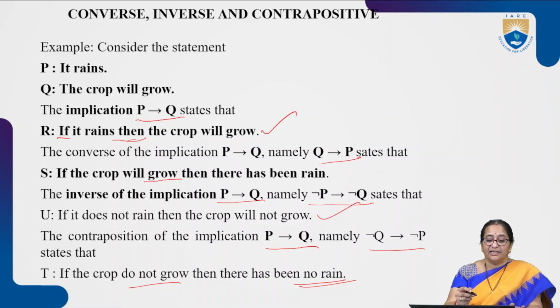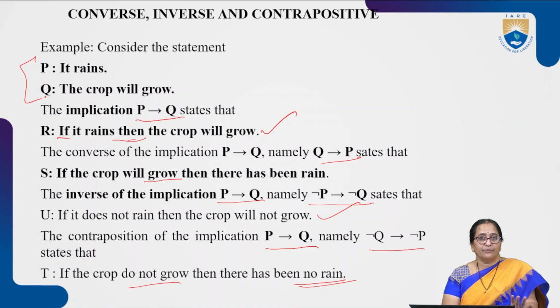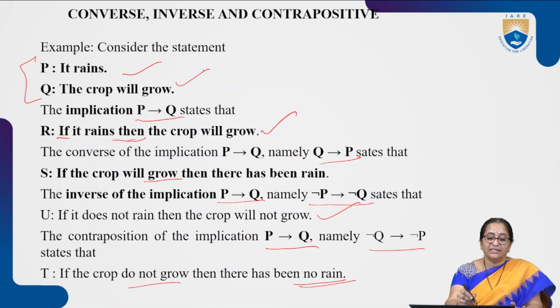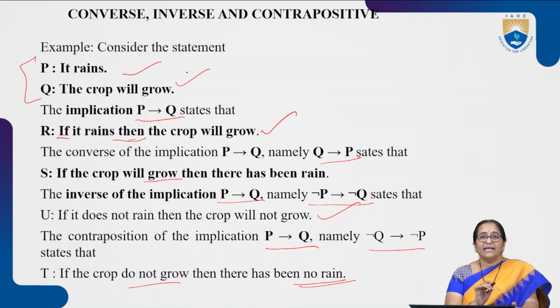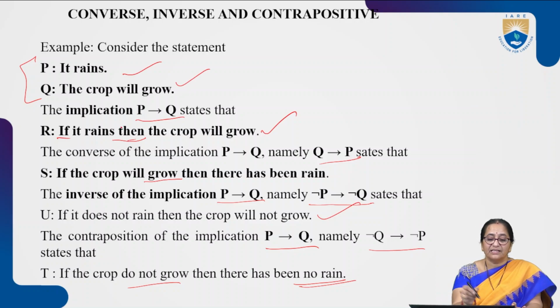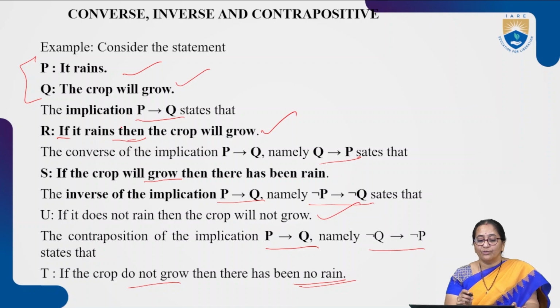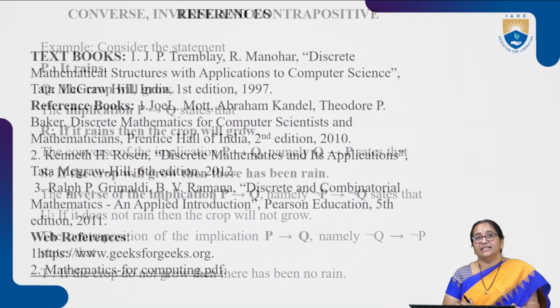Like that, here we have only two statements, P and Q. Based on these two statements, we can represent in 4 different ways. If it rains, then the crop will grow. If the crop grows, then there has been rain. If it does not rain, then the crop will not grow. If the crop does not grow, then there has been no rain. Like that we can represent.